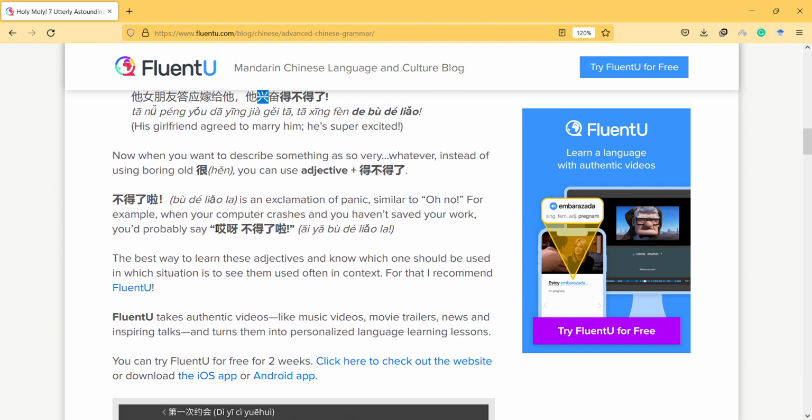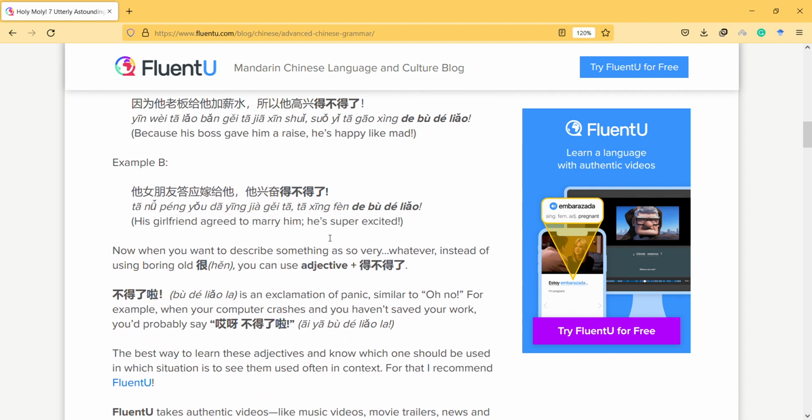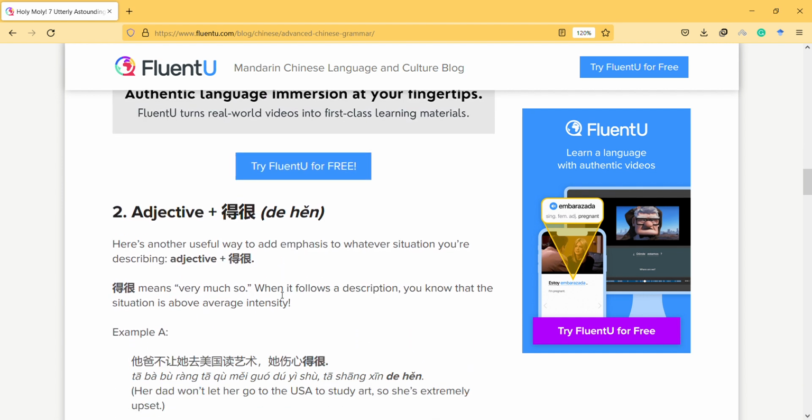Okay, the next example. 不得了啦. It's like a panic situation. Oh no, 不得了. This means you're panicking about the situation. It's an extreme situation, something like that.